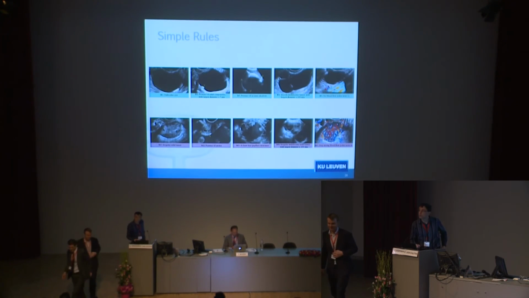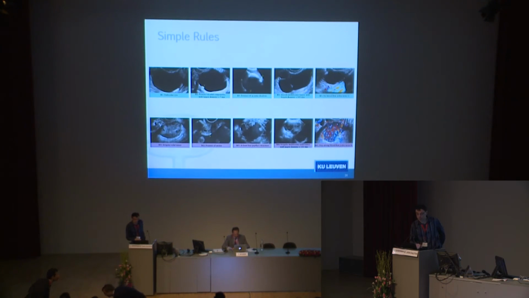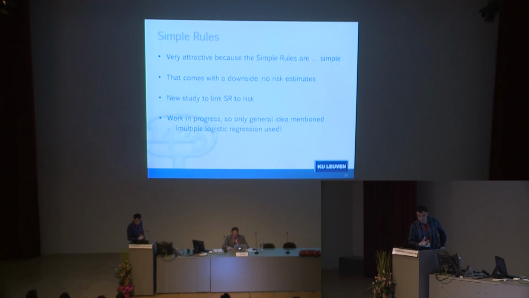Yeah. So, as Dirk already mentioned, not all features in the simple rules are equally predictive of malignancy or of a benign tumor. And so I used that idea to quantify the risk using the simple rules. Simple rules are very attractive, and this is logical because the simple rules are simple. But to me, that comes with a downside. You don't have any risk estimate. It's just an algorithm that tells you this is benign, malignant, or inconclusive. And so that's why I tried to get risk estimates for simple rules.